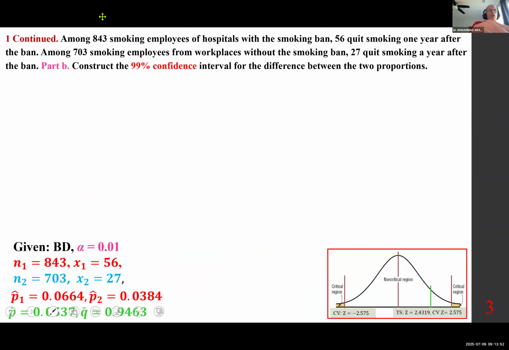All right, we are going to continue with the same question, and here's the part that we are adding, part B. Construct the 99% confidence interval for the difference between the two proportions. Now, I want to make sure we understand this concept if we want to compare this to the first part, the test of hypothesis.